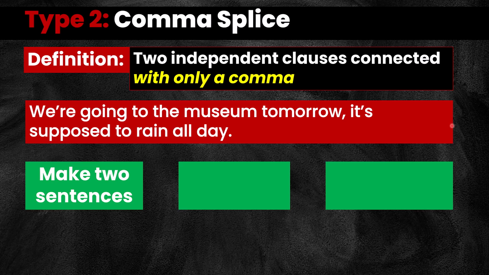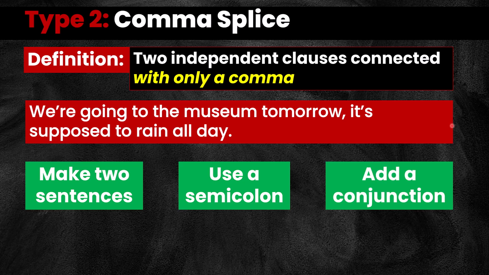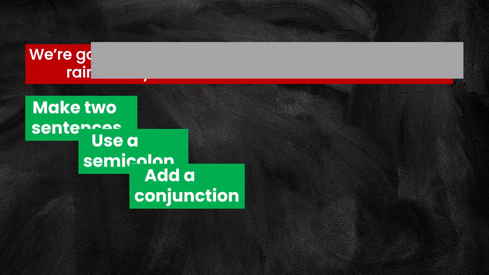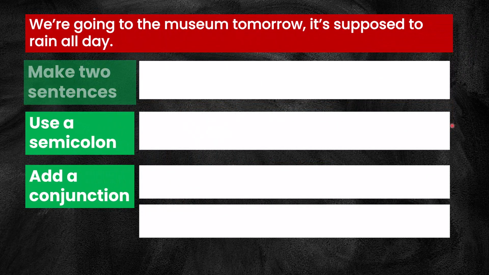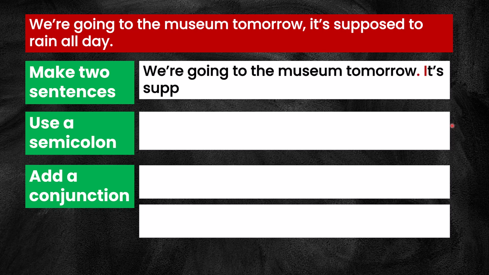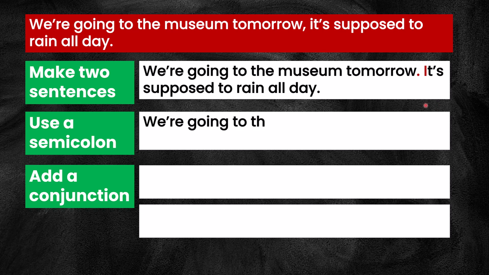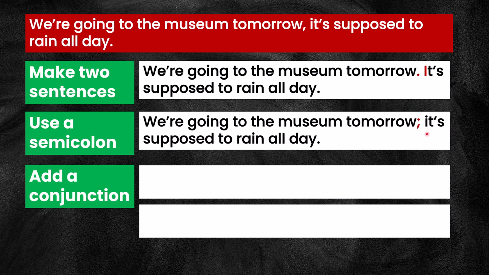We could make 2 sentences, use a semicolon if the clauses are closely related, or we could add a conjunction. So let's look at this in more detail. First, we could make 2 sentences. So we're going to the museum tomorrow, period, and then we capitalize the next word, so it's supposed to rain all day. We could also use a semicolon. We're going to the museum tomorrow, semicolon, it's supposed to rain all day. And again, after a semicolon, you don't capitalize the next word unless it's a proper noun.